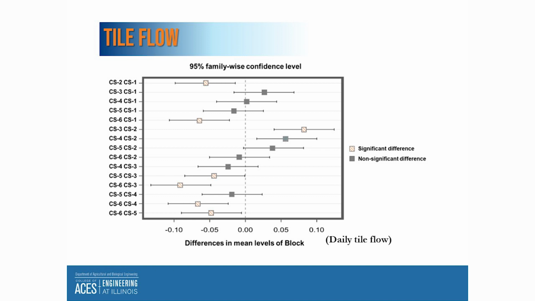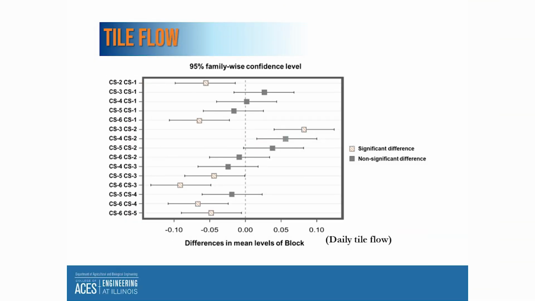Okay, so what we found out is that the combination we had between 1 and 3 was not significantly different, even though there was some difference in your total tile flow over the 4 years. There was almost a 10 centimeter difference, but statistically, when we calculated based on average daily tile flow from this field, they were not significantly different.